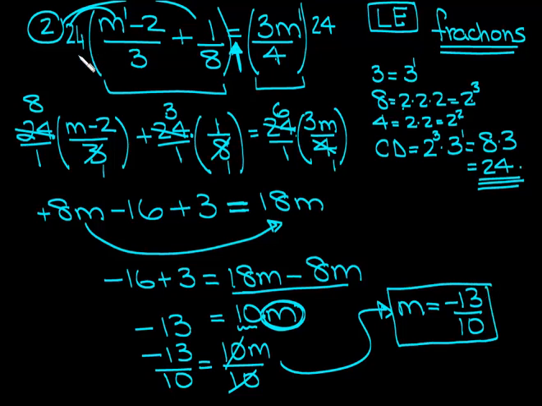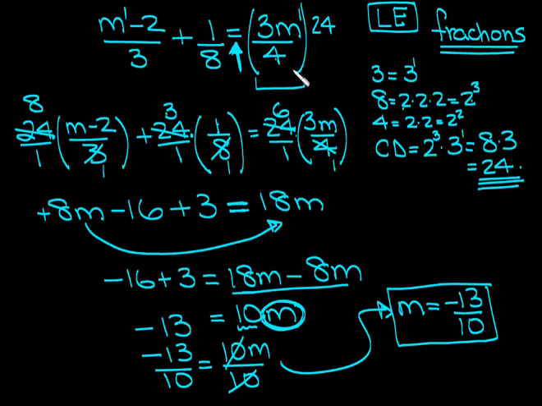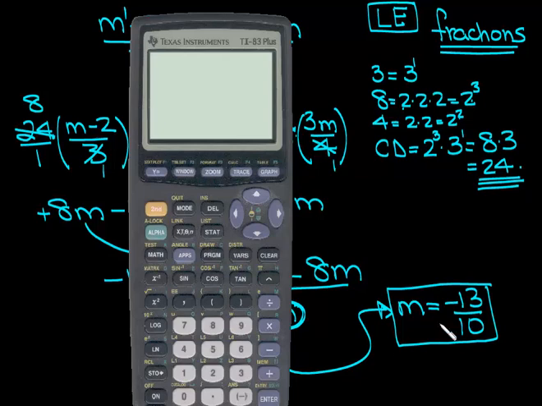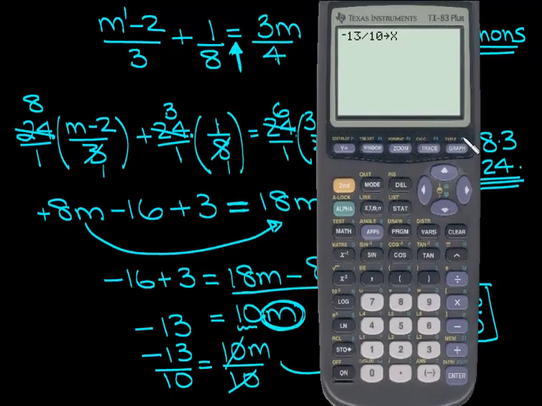So now if you're not sure of your answer, let's go back and check it. Alright, so here's my equation. I'm just going to get rid of some of this other stuff. So let's check this. Bring up our calculators, store this answer in the variables. So I'm going to clear this. So I'm going to take negative 13 divided by 10, and I'm going to store that. Instead of storing into m, I'm just going to store it into x. It's just easier to use that x key.